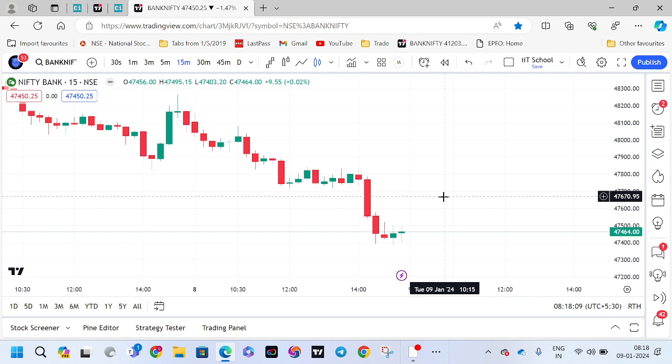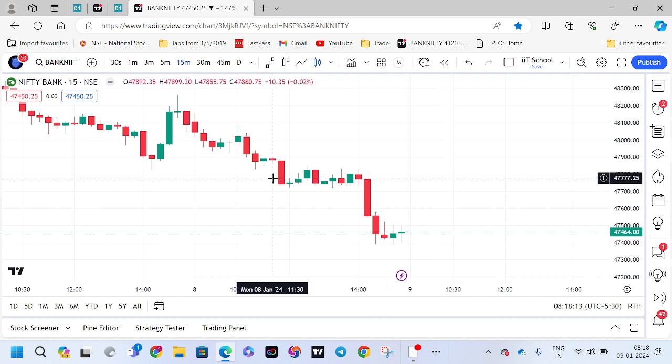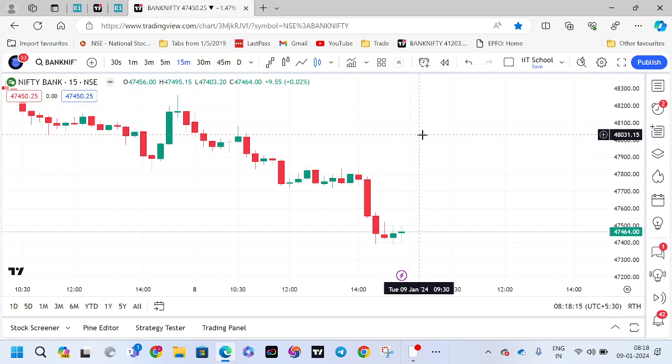How is it possible for us to choose 47,800 call option and 48,000 put option and 47,400 call option in the morning itself? How is it possible for us to make continuous consistent profit? It is very easy by using our MST iCore 2.0.